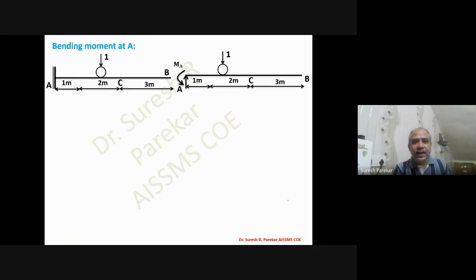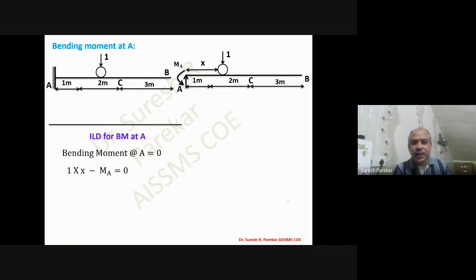If we write the equation for this, then my equation will be the bending moment about A: 1 into x minus MA. We are taking moment at A, so RA will not participate in this one. Then I have MA equal to x. So x means that it is linear. The value at A of x is 0 and the value at B of x is 6. Then we will get a linear line with ordinate 6 at B and 0 at A. So this is my ILD for bending moment at A.